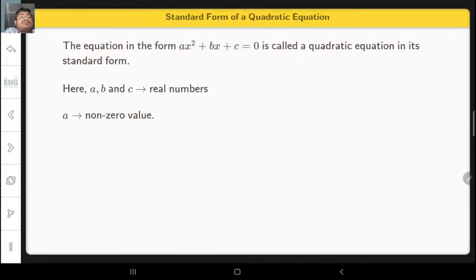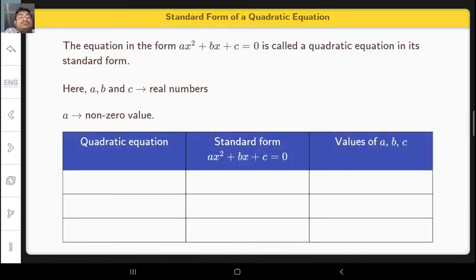The equation in the form ax squared plus bx plus c is equal to 0 is called a quadratic equation in its standard form. Here, a, b and c are real numbers and a has a non-zero value. Here are some examples of quadratic equations in their standard form.